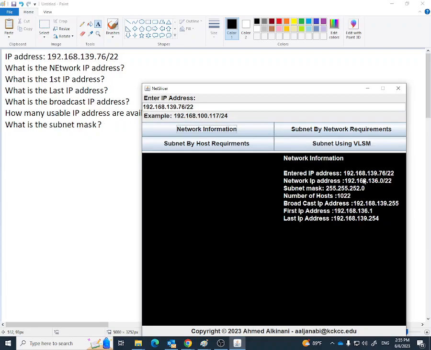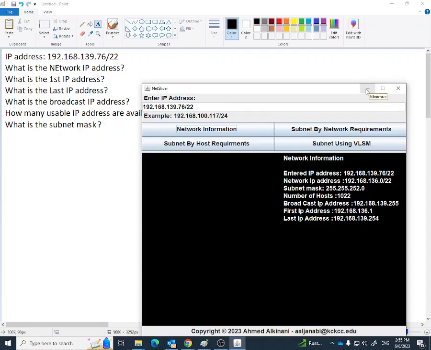139.76, that's the given one. This is, again, the network IP address. This is how many hosts we can have. The number is really big. This is the broadcast. This is the first. This is the last. Let's go ahead and do the calculations and come back to this and do a comparison.